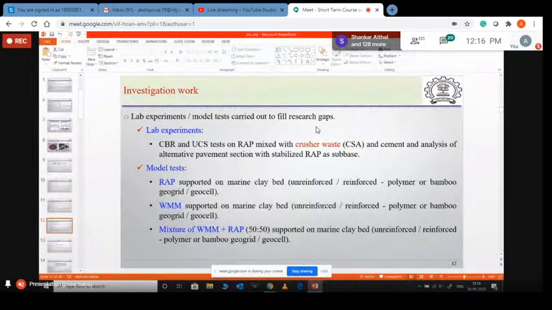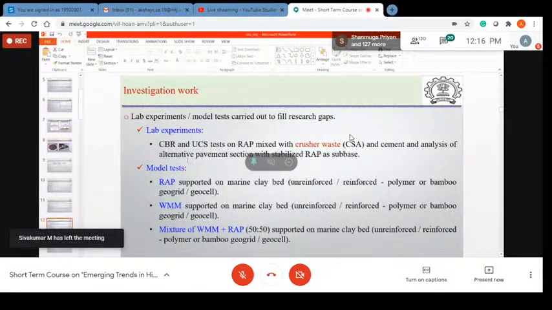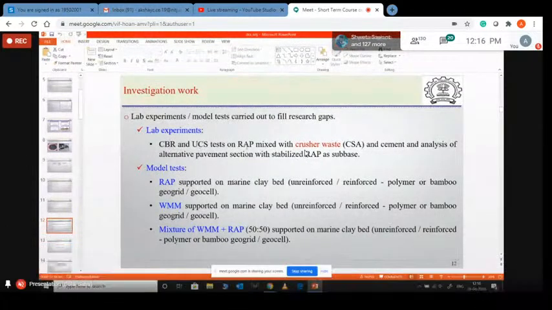So the basic study was in two categories, as I said. First was purely laboratory tests. We tried to find out a series of CBRs and UCS on RAP mixed with crusher waste and cement. And the second category of testing was model tests. And in this model test, a clay subgrade, clay bed, was used. And then we tried to find out the load settlement behavior of RAP material placed on clay, reinforced and unreinforced.